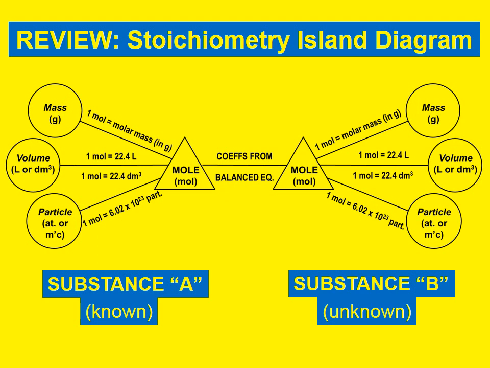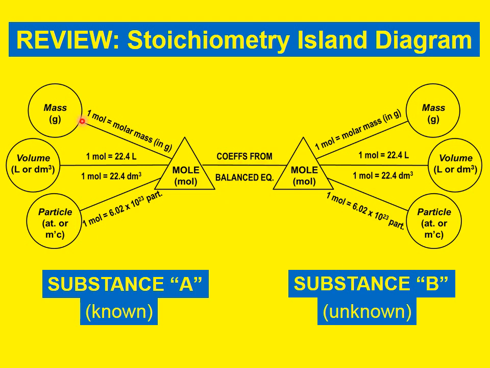On the right, we have a mirror image of those four islands, and these four islands represent the substance whose quantity we are asked to calculate. To get from one island to the next, we have to cross these various bridges. Each bridge represents a conversion factor in a calculation, and I recommend that you memorize these bridges one to the next. For example, right here in the middle of the island diagram, you need to use the coefficients in the balanced equation when you're crossing this bridge.